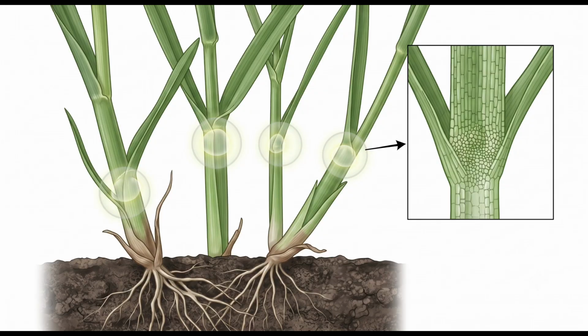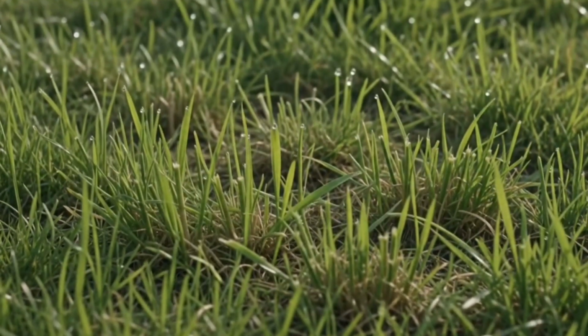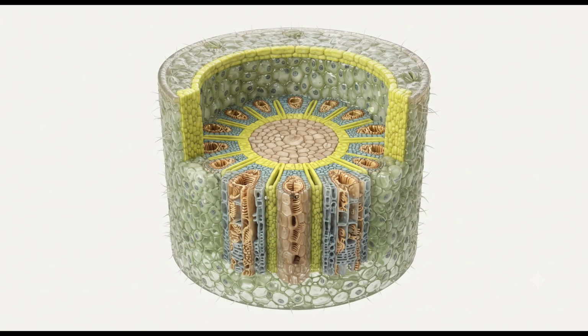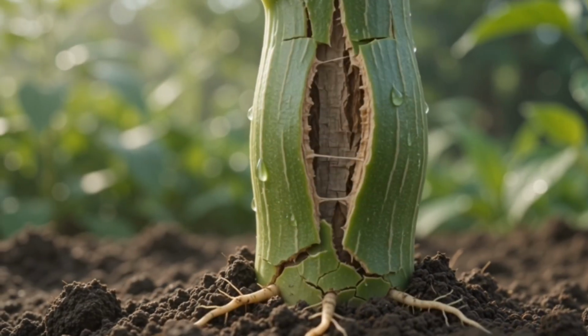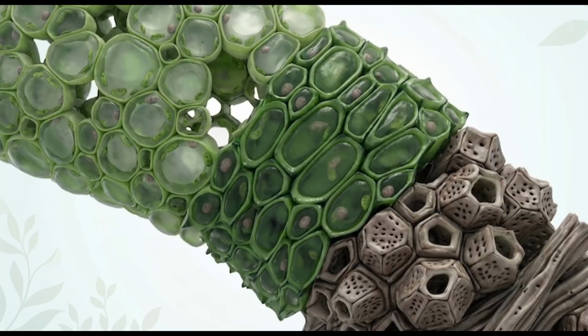Intercalary meristems are located between mature tissues, like in the bases of grass leaves, allowing them to regrow after grazing. Finally, lateral meristems appear later in life. They help the plant to grow thicker. Once meristematic cells mature and lose the ability to divide, they become permanent tissues.